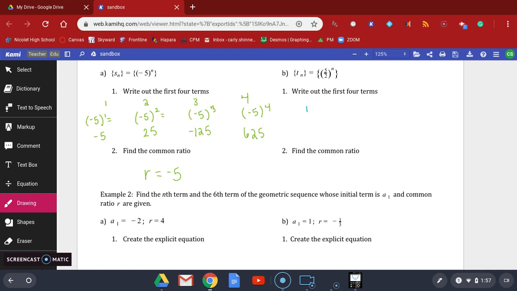Let's try the next one here. So this one is a fraction, but don't be afraid. So 5/2 to the first term would just be 5/2. And then I'm going to square it. So 5 times 5 gives me 25. 2 times 2 gives me 4. So we see that this one is not oscillating. So that means my ratio is going to just be positive. 5 times 5 times 5 times 5 is 625. 2 times 2 times 2 times 2 is 16.